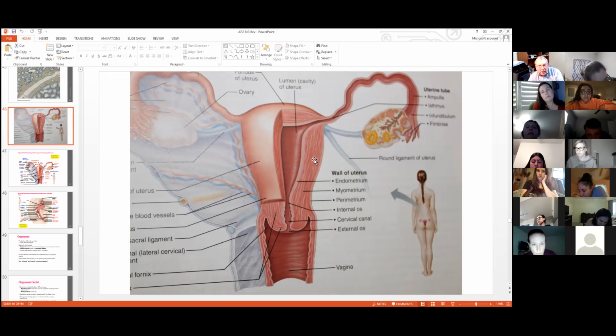The muscle area is the myometrium. Remember, this is smooth muscle. Its major role is to propel the baby out during birth, but it also is the part that gives you cramps during your cycles. Then the internal lining is the endometrium.